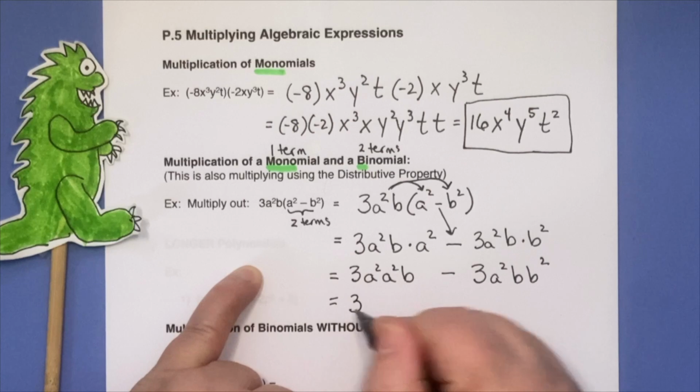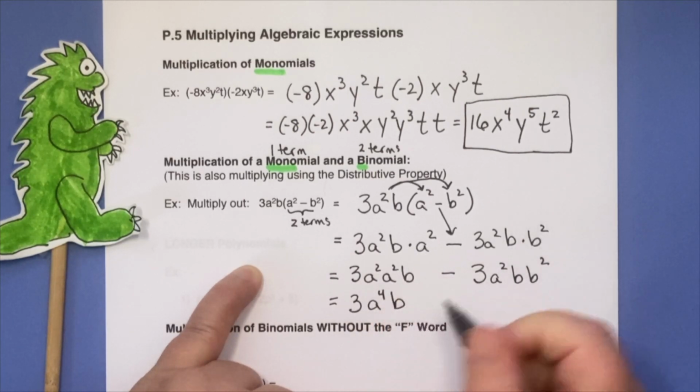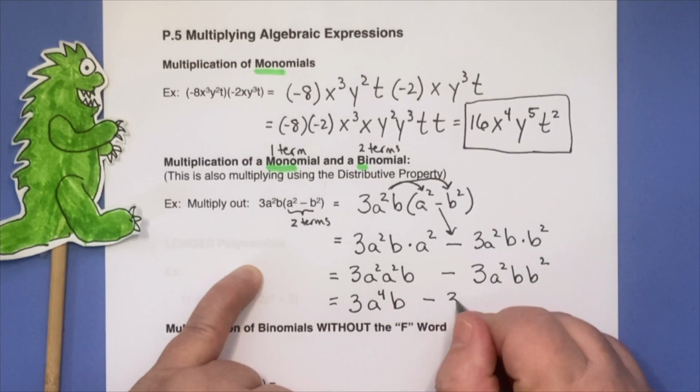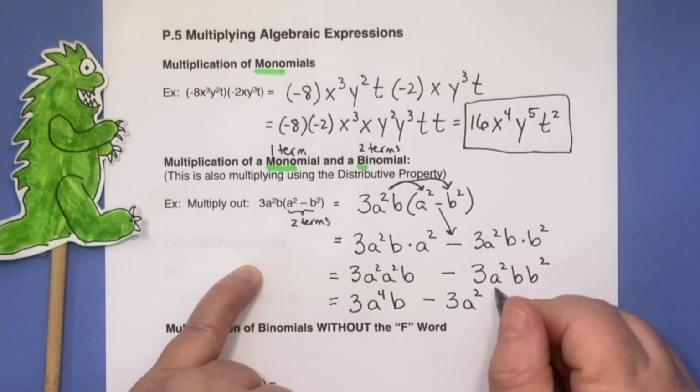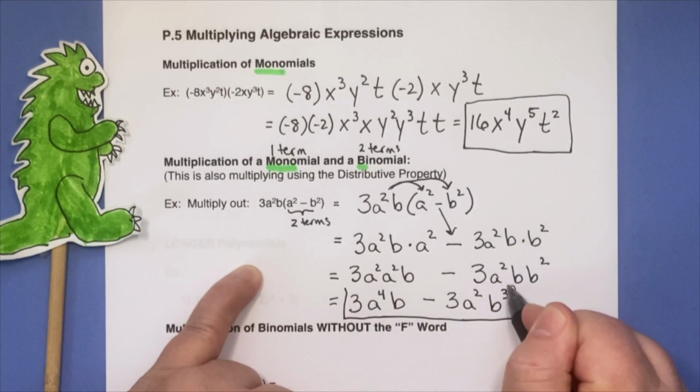So altogether 3, and then I've got 4a, so it's a to the 4th b. 2 plus 2 is 4. And then over here I've got 3a squared, and then I've got 1b and another 2b's, so I've got 3 of them. And there's my answer.